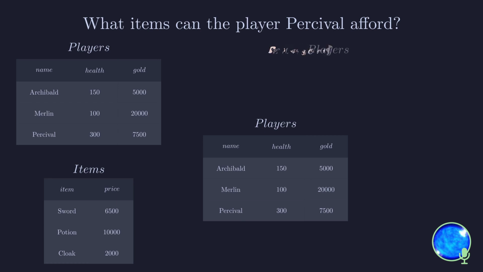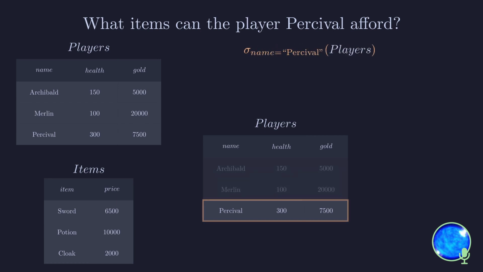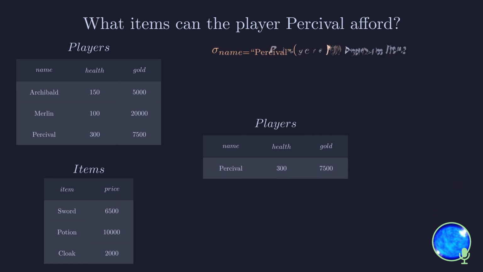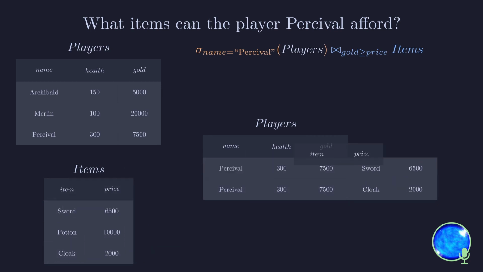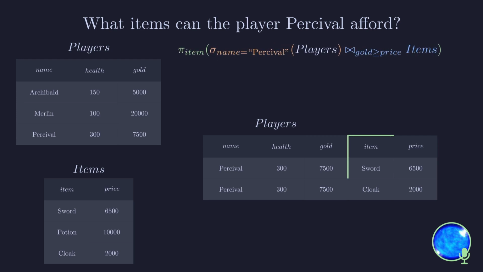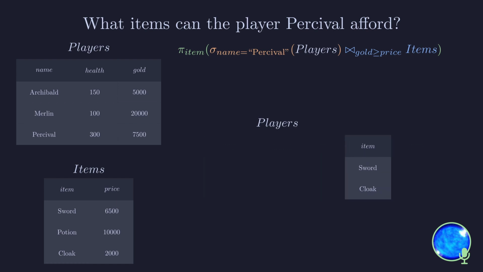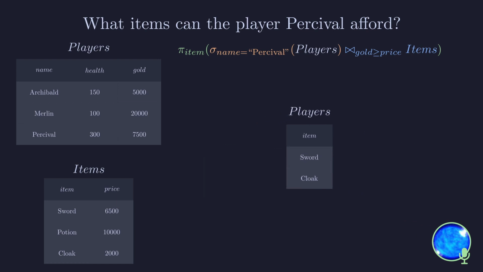Next, select on the row with the player data of Percival. Next, join this with the items relation on the condition that the gold amount is greater than the cost to match many Percival rows with items he can afford. Finally, project only the item column to filter out the unnecessary data. After this, we can see that Percival can afford only the sword and cloak item.